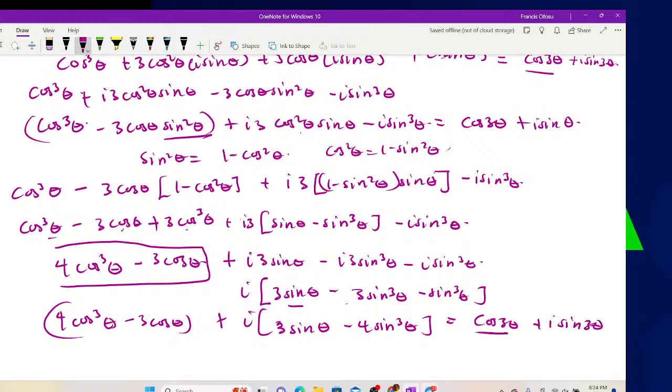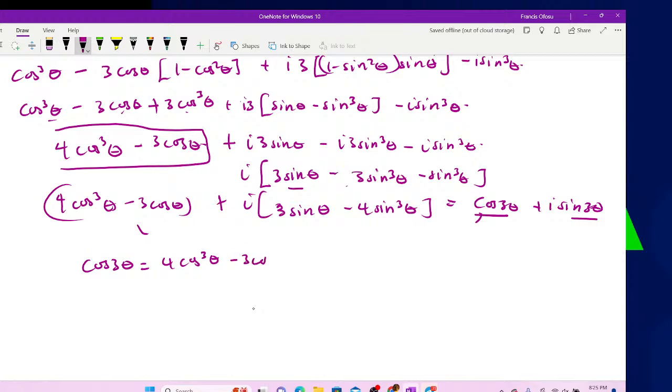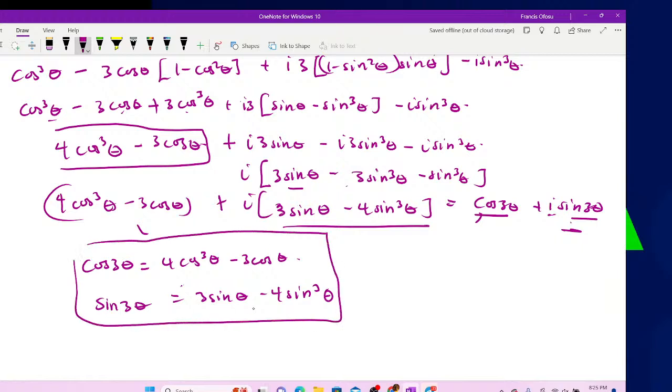The problem was to express cos 3 theta and sin 3 theta in powers of cosine and sine. And we can clearly see that my real part is equal to my real part, from equality of complex numbers. So cos 3 theta will give me 4 cos cubed theta minus 3 cos theta. And my sin 3 theta here, which has the coefficient of i, will take 3 sin theta minus 4 sin cubed theta. We've expressed it in powers of sine and cosine of theta. This is a simple application of De Moivre's theorem.